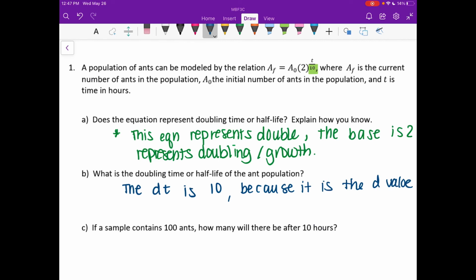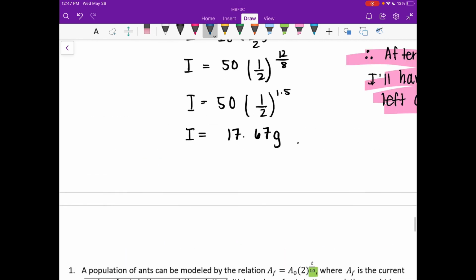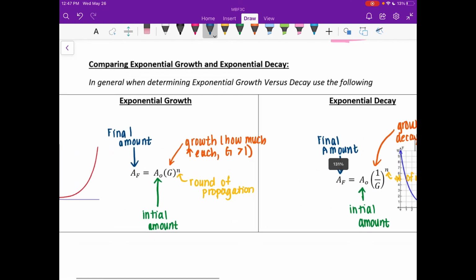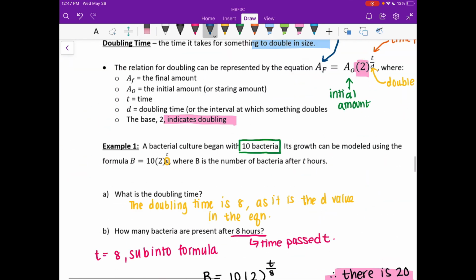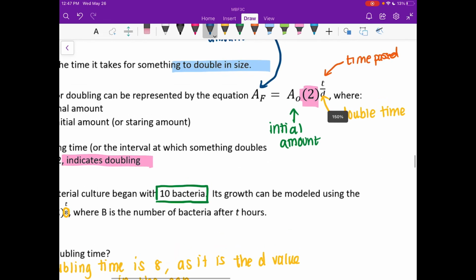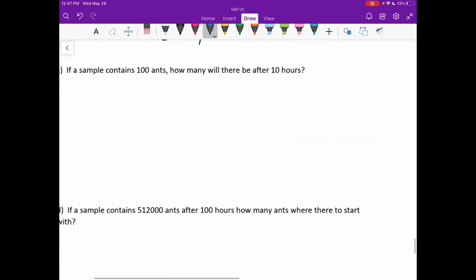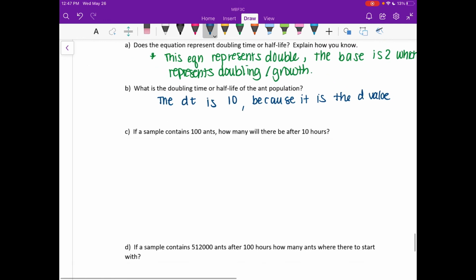And it helps to just have a copy of this equation beside you. I always keep this beside me, a copy of those questions, of those labeled formulas. So if a sample contains 100 ants, how many will there be after 10 hours?